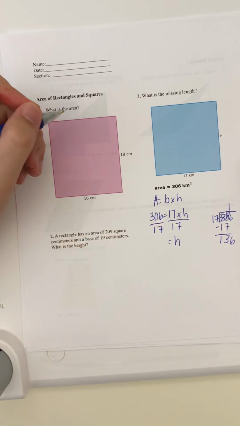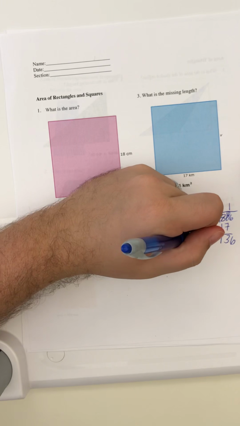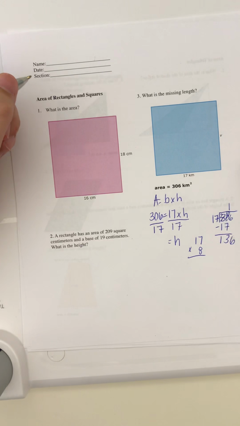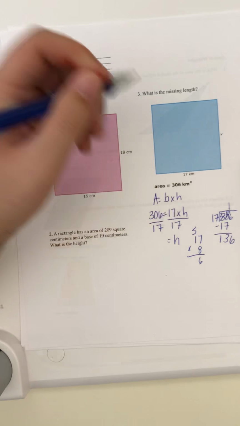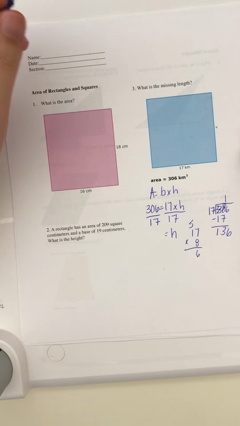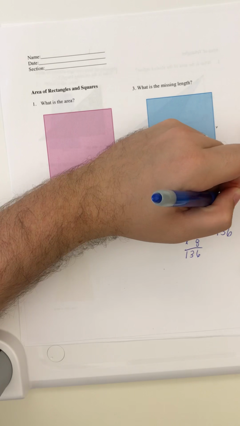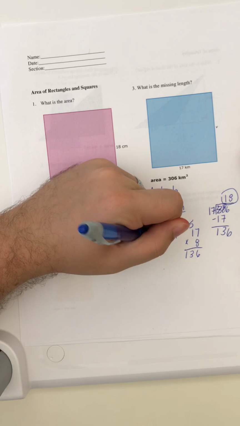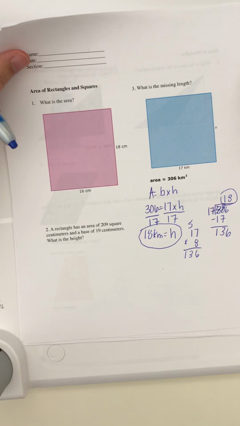Bring down the 6. I'm going to try how many times 17 can go into 136. I'm going to try 8 because I know that 7 times 8 is 56, in hopes that this gives me the right answer. 7 times 8 is 56. 8 times 1 is 8, plus 5 is 13, and that's perfectly the answer. So my answer for this problem should be h equals 18 kilometers. And that's how we would solve a problem when we're looking for the missing side length when given a square or rectangle.